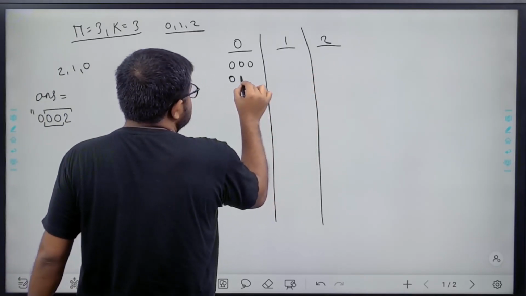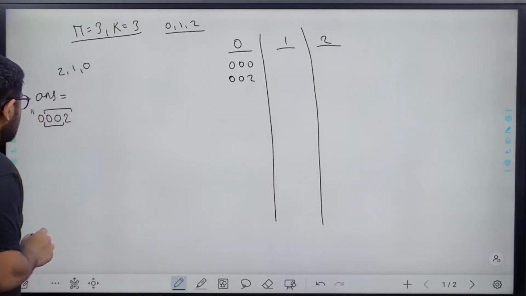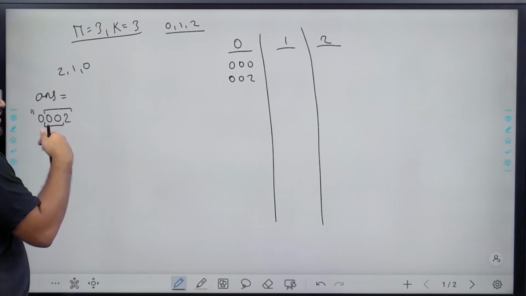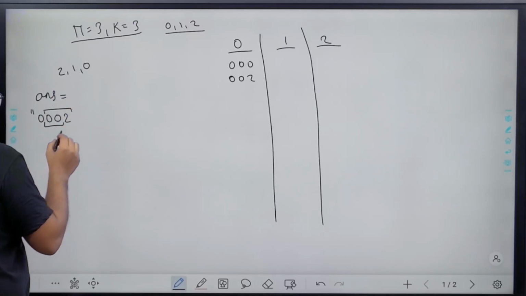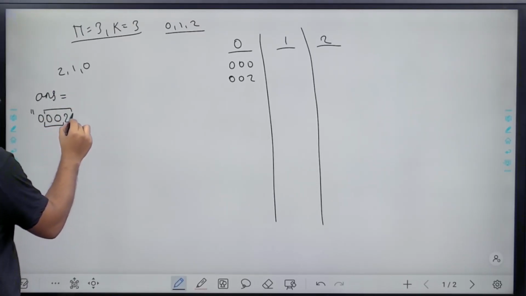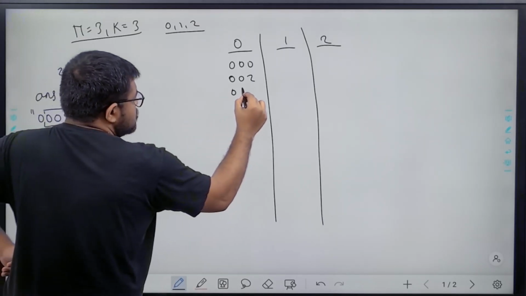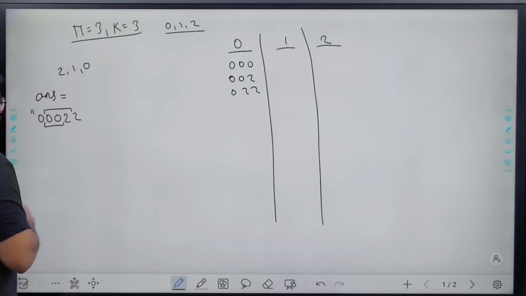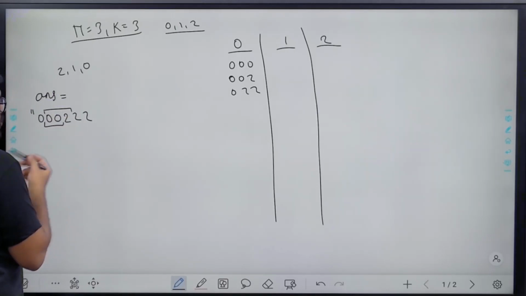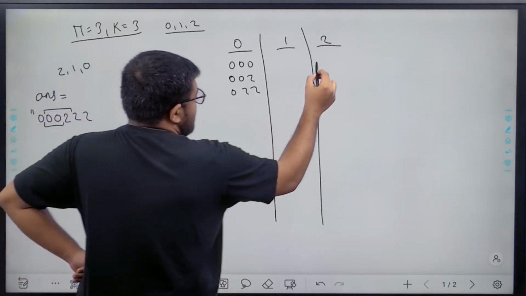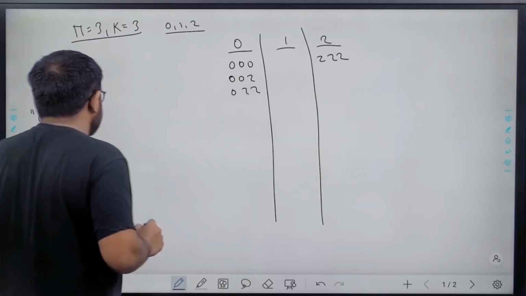So here I will get 0, 0, 2 also. Now after 2, I will try to add the maximum, so I will try to add 2. If I add 2, I will get 0, 2, 2. Has it occurred before? No, so this is also valid. Now I will again try to add 2. Has 2, 2, 2 occurred? No, so this is also valid. So I will get 2, 2, 2 as a substring.